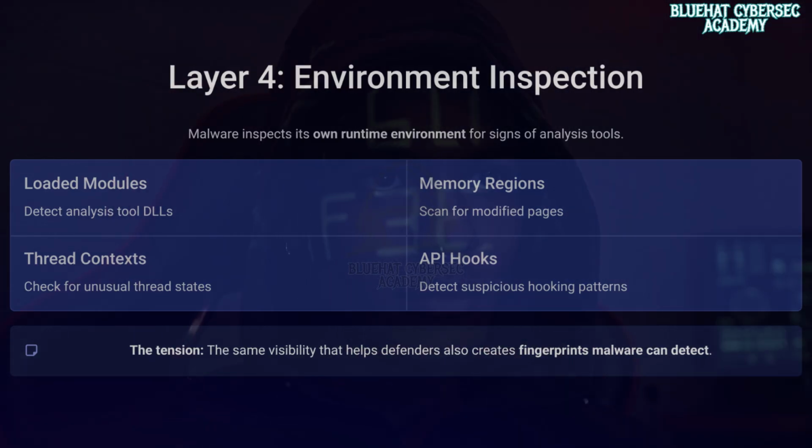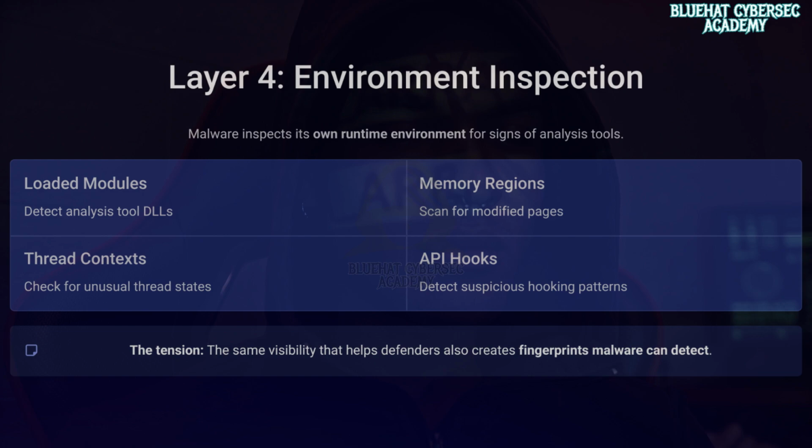Now, this is interesting because it overlaps directly with legitimate debugging and profiling techniques, and that overlap is the real problem. The same visibility that helps defenders understand a system also creates fingerprints that malware can detect. So the tension becomes unavoidable. The more you instrument, the more detectable you become.